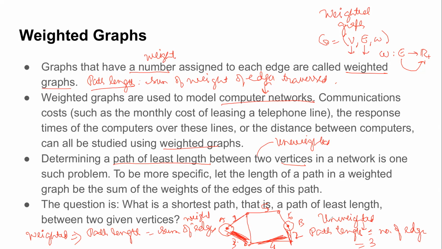But now if I come to an unweighted graph, what is the weight of each edge? In unweighted, we don't give any importance to the edge weight, because it is considered to be 1. Now if you sum up, you follow the same definition: the sum of weight of edges traversed. Is it the same thing as the number of edges traversed? It is, because every edge traversed gives you a 1, and the sum will give you exactly the number of edges traversed. So in general, path length can be defined as the sum of weight of edges traversed.